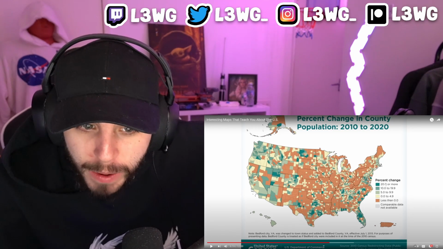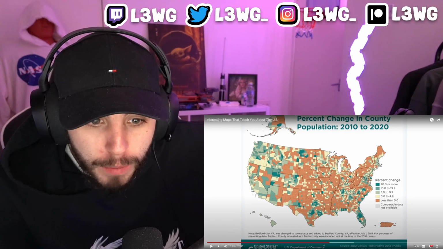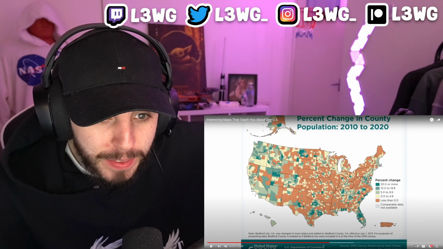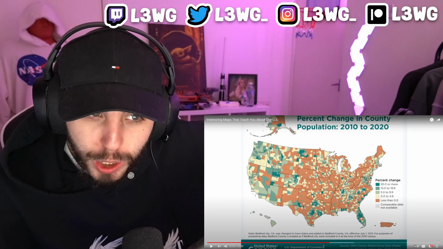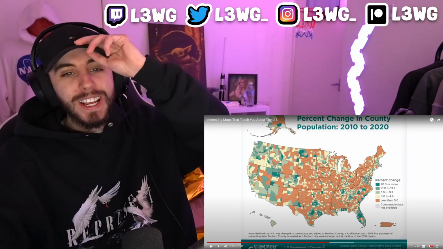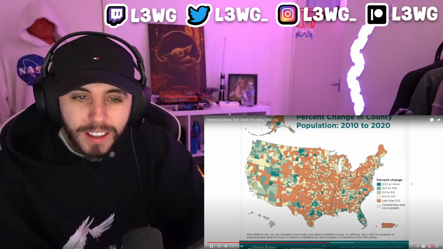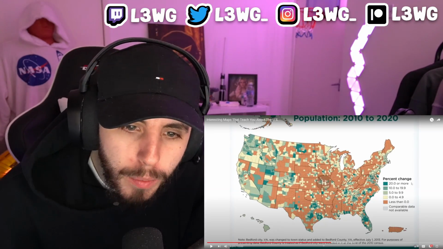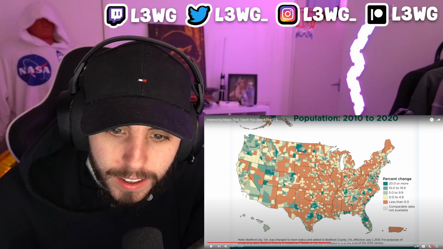20% change? Okay, a lot of people are moving to Texas. A lot of people are moving to Florida. Over here as well. 20% change is crazy, bro. Counties in brown are the ones which lost population, although this map doesn't specify how much. Oh, wait, Texas also lost a lot.